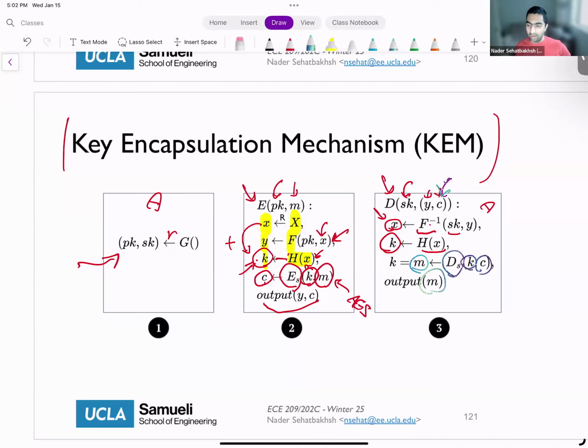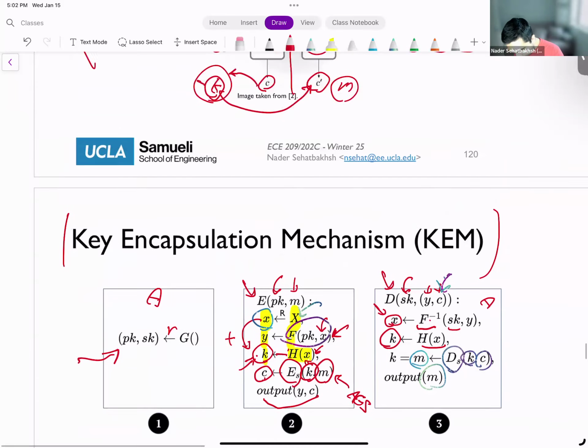Because first of all, I don't want to keep repeating RSA for every single message. I want to do it once for the key, and afterwards I want to just use symmetric encryption. Second of all, it's insecure to directly apply a trapdoor function to a message. A trapdoor function should be only applied to messages that are uniformly distributed from a large domain. That's why I only apply F to an X, which is randomly sampled from a large domain. Because of these two reasons, I'm going to generate this.